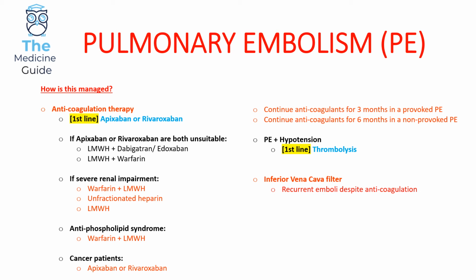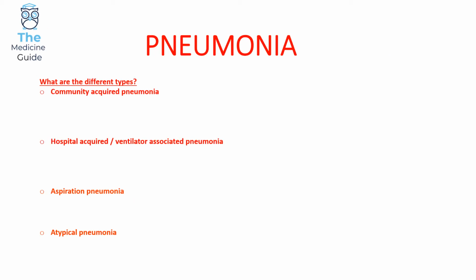for 6 months. Now, if a patient presents with PE and has signs of hypotension, then the first line management is to offer thrombolysis. Now, if the patient has recurrent emboli despite receiving anticoagulation, then we would consider giving these patients an inferior vena cava filter.